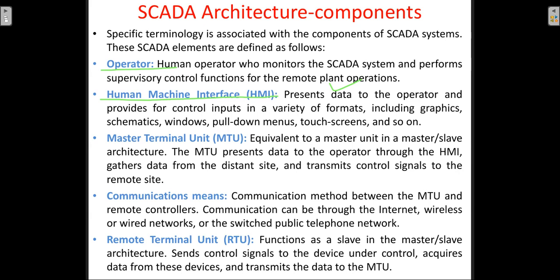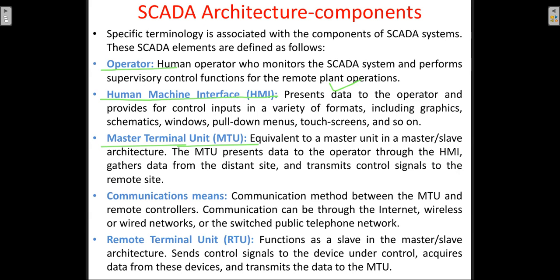So the human machine interface basically presents the data to the operator and provides for the control input in a variety of formats like graphics, schematics, windows, pull down menus, touch screens and other things. Then you have got the master terminal unit. I have already spoken about this. The master terminal unit is equivalent to the master unit in a master slave architecture. So probably that speaks to what exactly your MTU is. It is like a master in the master slave architecture.